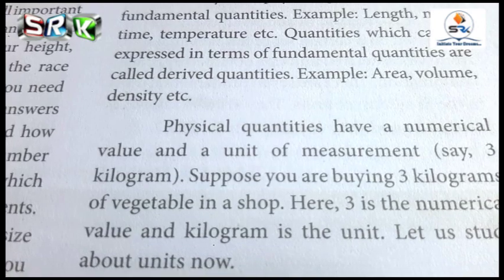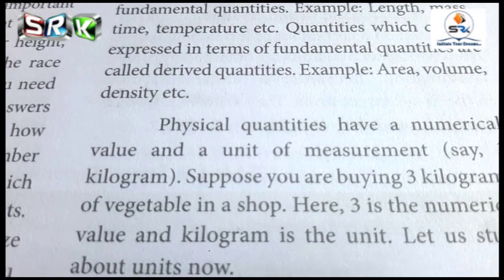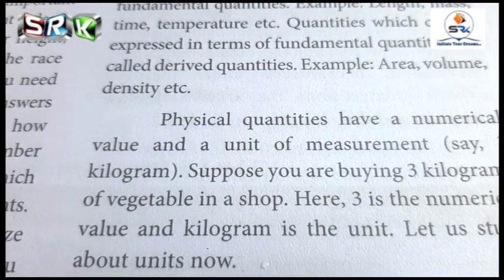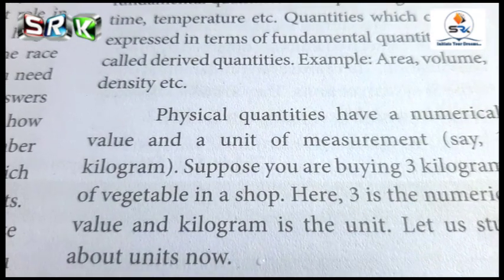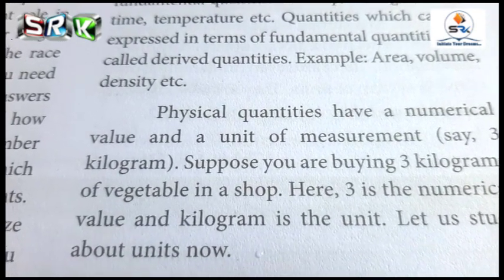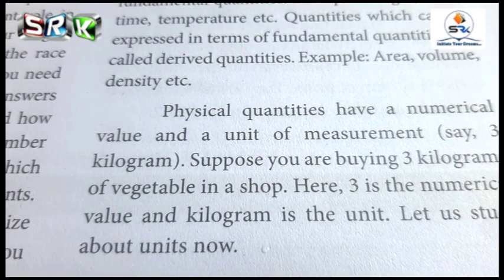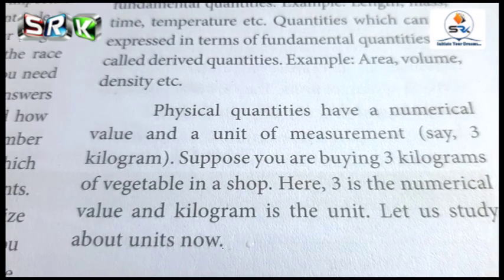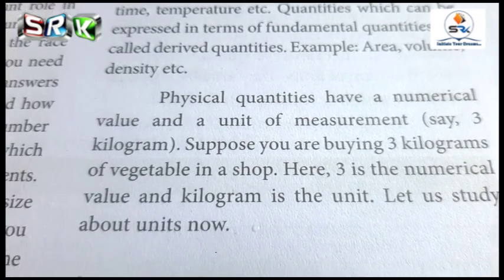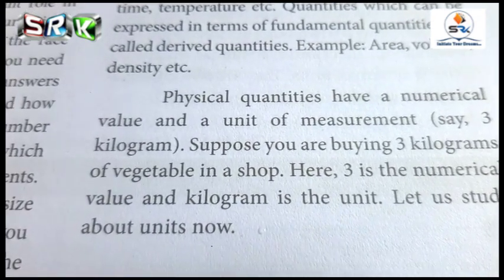Example, area, volume and density. Physical quantities have a numerical value and a unit of measurement, say 3 kilograms. Suppose you are buying 3 kilograms of vegetables in the shop. Here 3 is the numerical value and kilogram is the unit. So let us study about units now. Okay, so units we will see tomorrow.